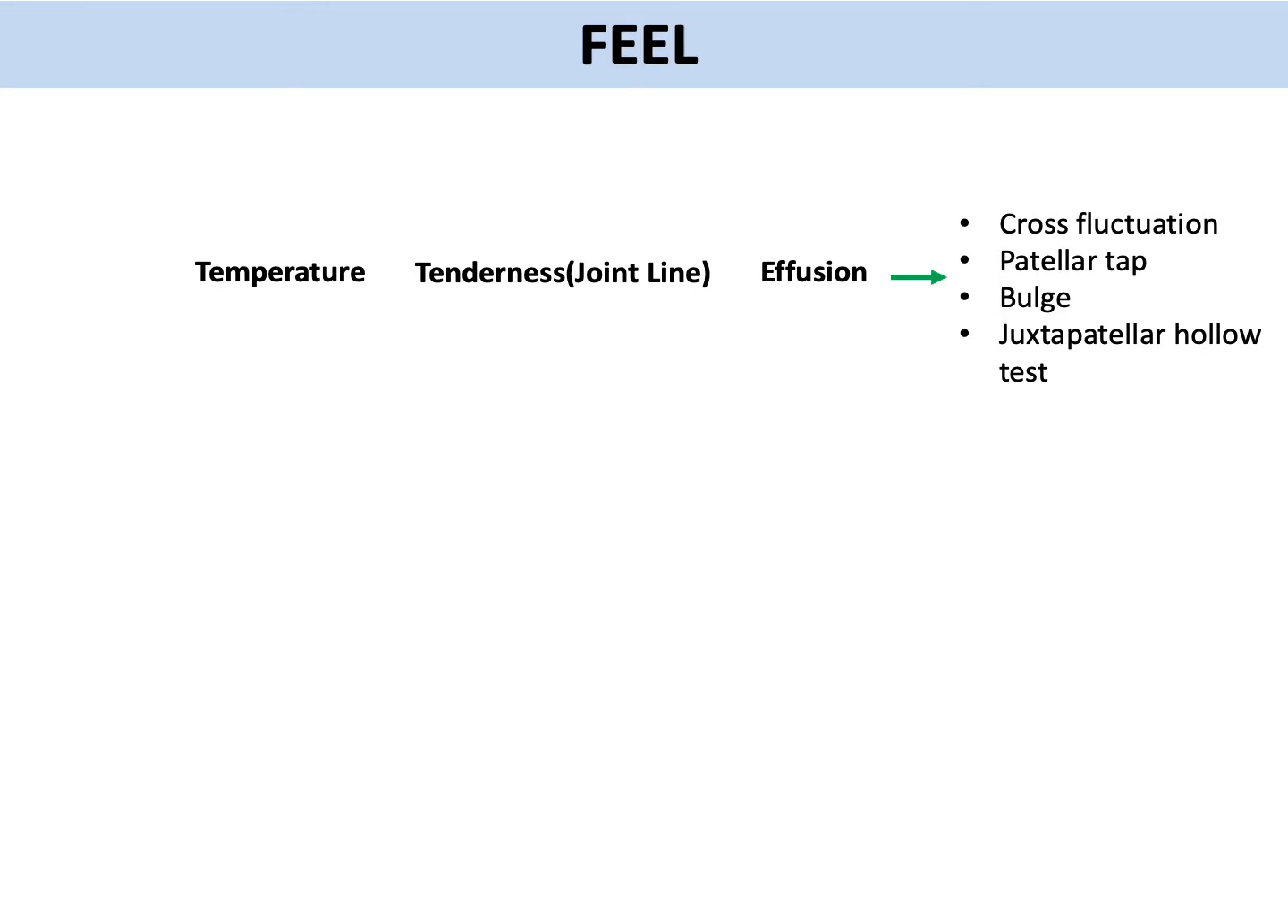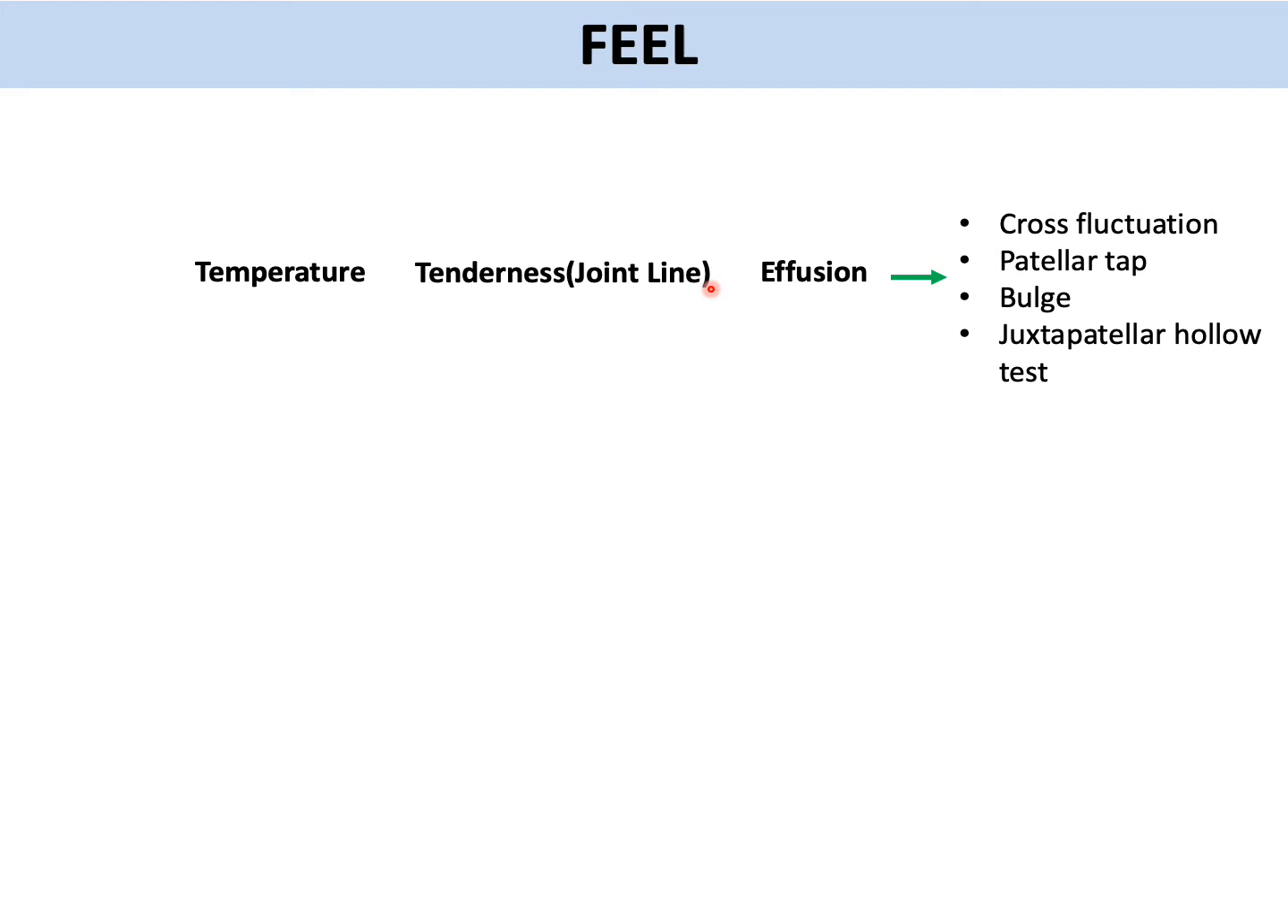When we feel for temperature, it may be raised. We also feel for joint line tenderness, and this joint line tenderness may be present in case of meniscus tear. And if it's present in meniscus tear, it's more sensitive as compared to other special tests like McMurray's test or Thessaly's test. So joint line tenderness is a very important test for diagnosing meniscus tear, not only for the meniscus tear, but also for other pathologies like MCL tear or lateral collateral ligament tear. The site of tear is equally important.